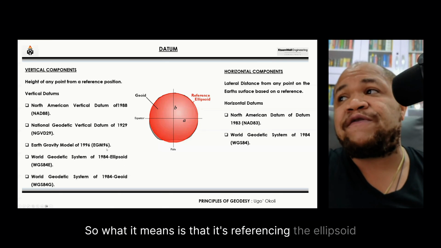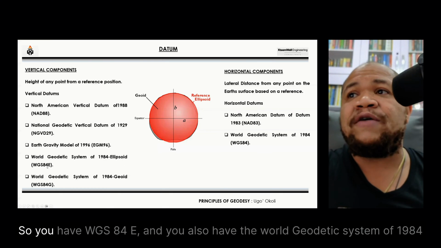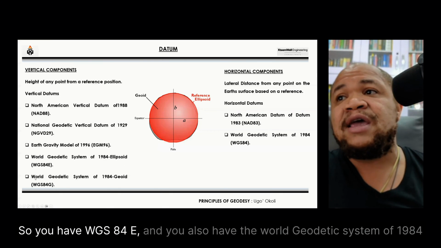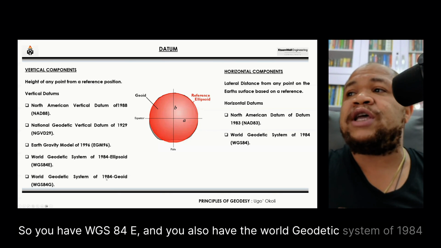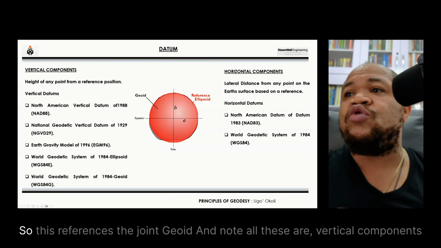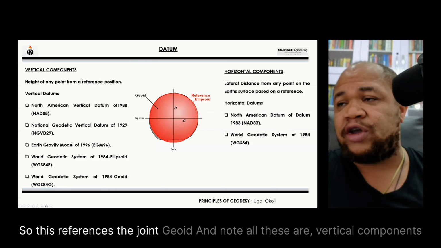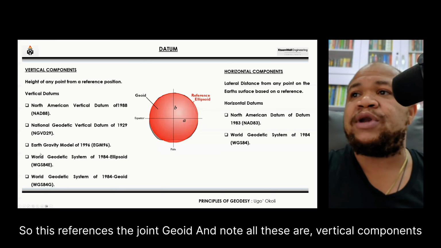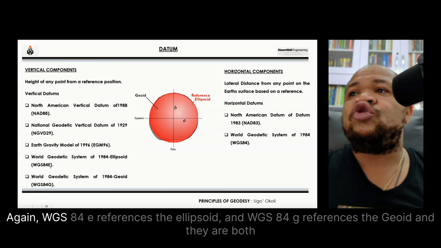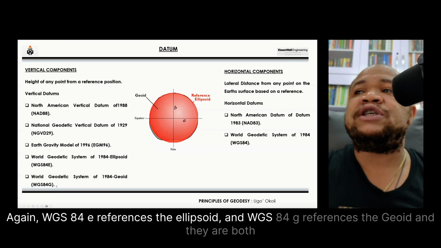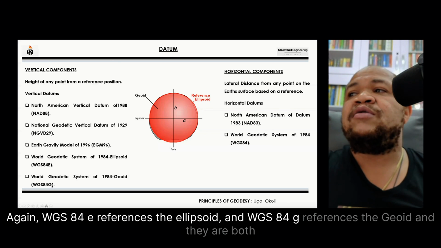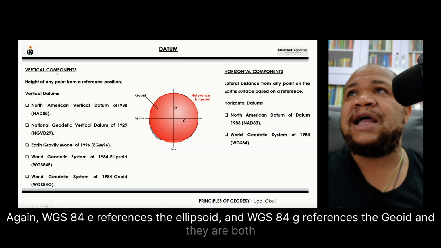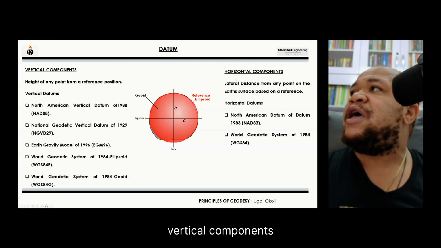What it means is that it's referencing the ellipsoid. So you have WGS 84E, and you also have the World Geodetic System of 1984 that references the geoid. And note, all these are vertical components. Again, WGS 84E references the ellipsoid, and WGS 84G references the geoid, and they are both vertical components.